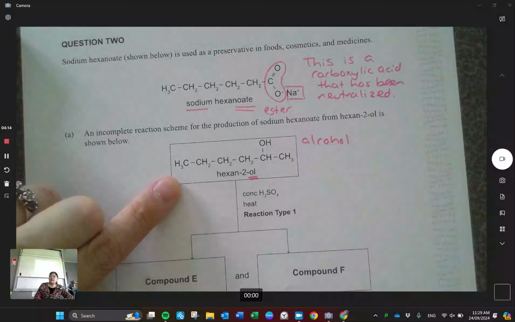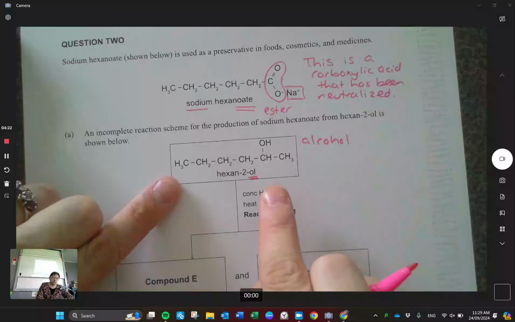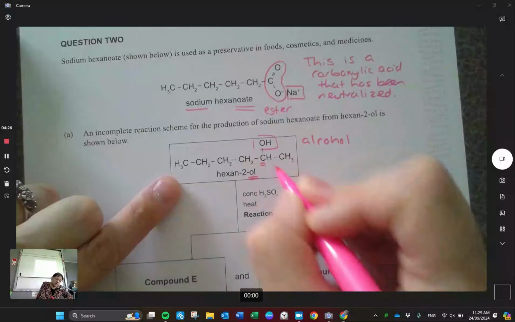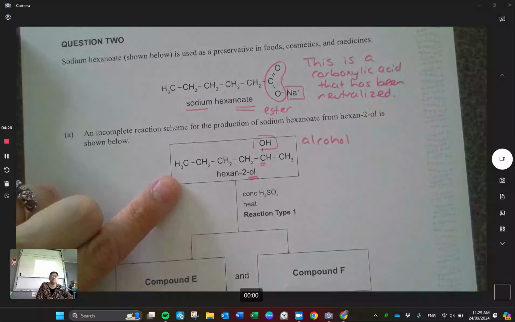Do I have a primary, secondary, or tertiary alcohol? Primary, secondary, or tertiary. So here's my OH. It's attached to this carbon. How many carbons is that one attached to? 2. So that makes it a secondary.